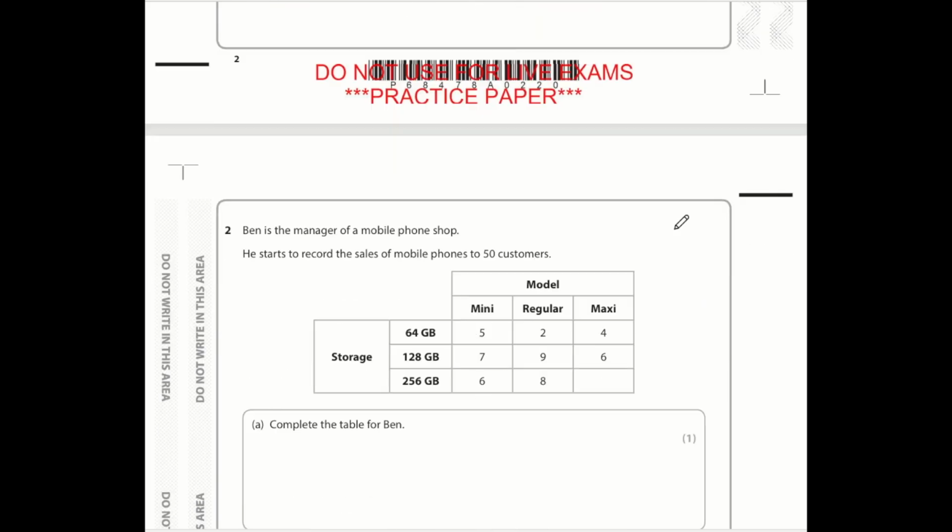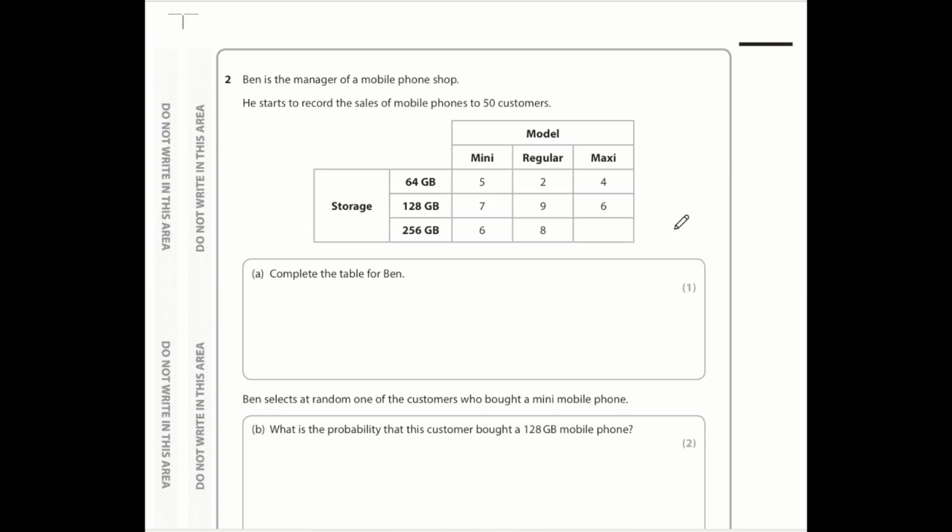There we go. Question number 2, complete the table for Ben. So we know that he starts to record the sales of mobile phones to 50 customers. So these figures need to add up to 50. If we add these up, it's 47. So therefore this missing number here must be 3.